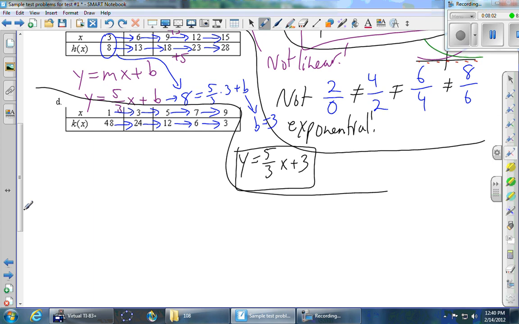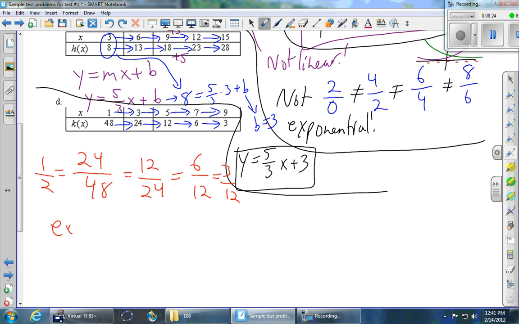So in terms of checking, you could just do your 48 divided by, sorry, we're going to do the next y first. So we're going to do 24 divided by 48 and compare that to 12 divided by 24. And every time we get half. So because they are all equal, this is an exponential.